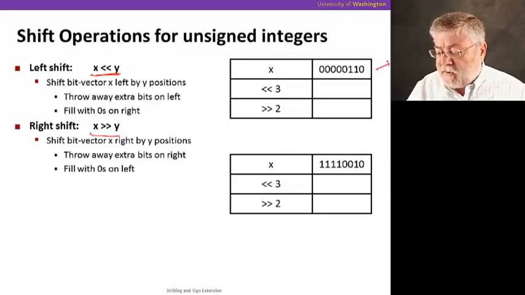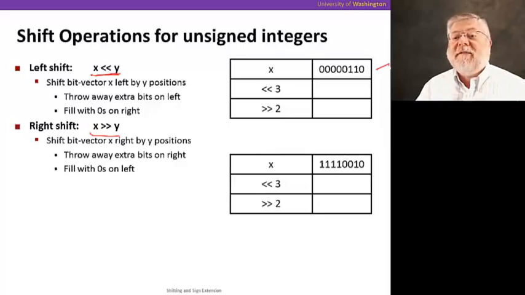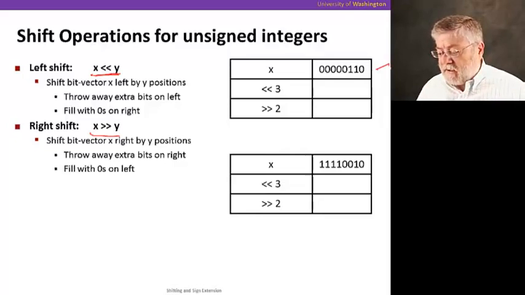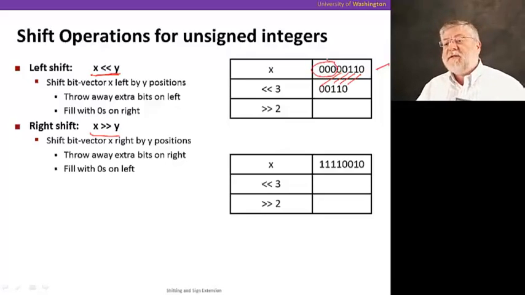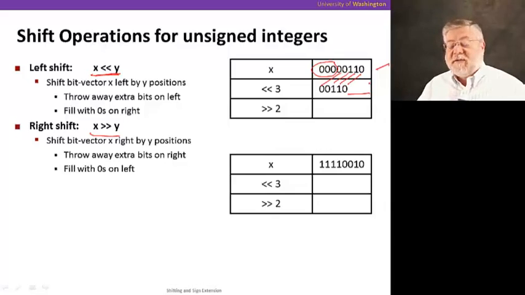Let's take a look at this example here. Here's the number 6 represented in 8 bits, and we're going to shift to the left by 3. So in this case, the Y value is 3. And what we'd expect to have happen is that those bits would move over by 3 positions. And you'll notice that the high order 3 bits, the most significant bits, we're going to lose. They're just going to drop off the end. And we're going to have a hole left over on the right of 3 bits that we need to fill, and we're just going to fill that with zeros.